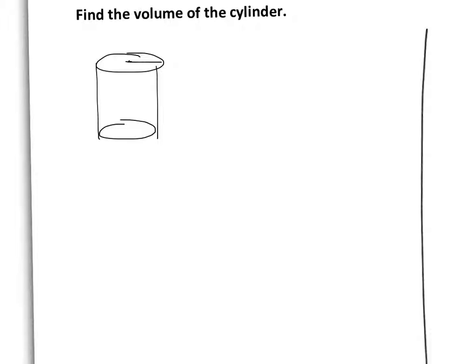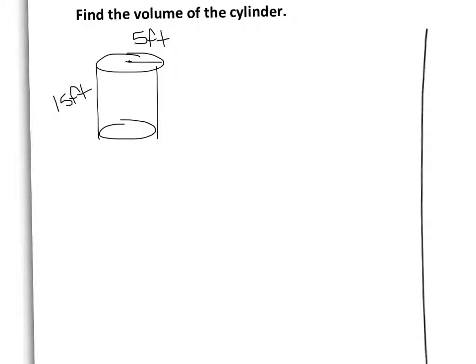I know that this dimension is 5 feet. This dimension here is 15 feet. Before you plug anything into a formula, just identify what dimensions you're given. What is that 5 feet? What dimension does that represent? It is my radius, which is great because I need my radius to find my volume. What is the 15 feet? The height. It's the height of my cylinder.